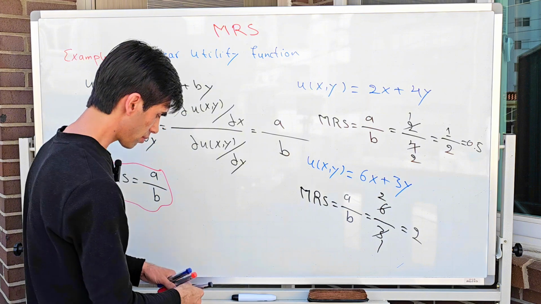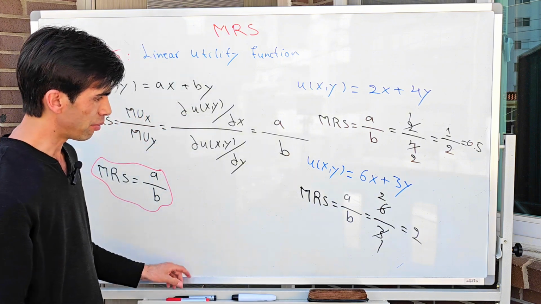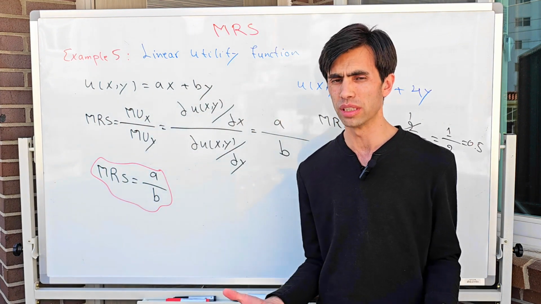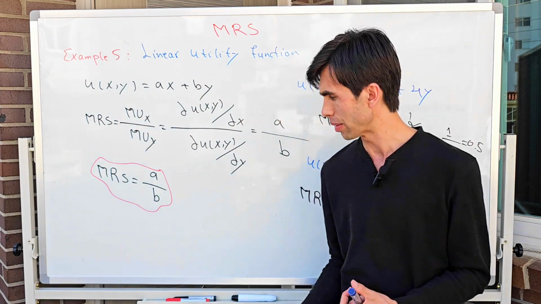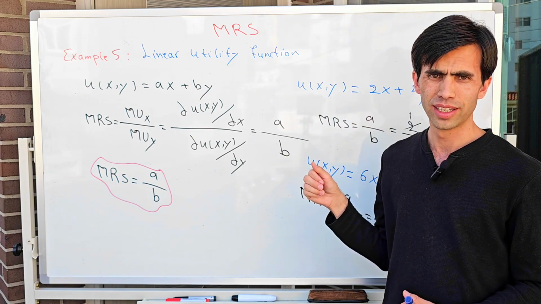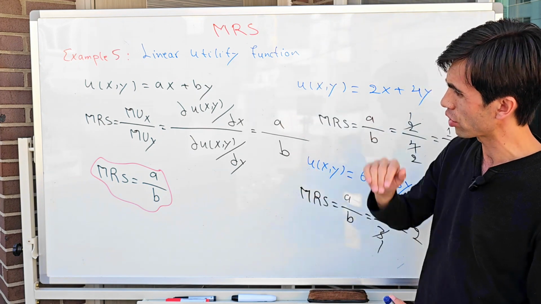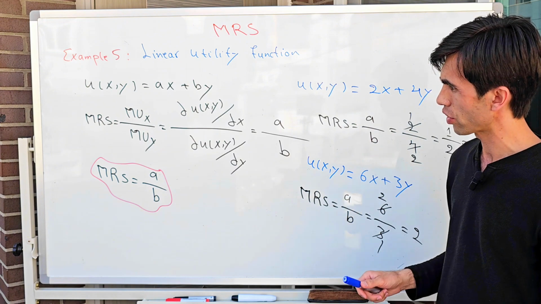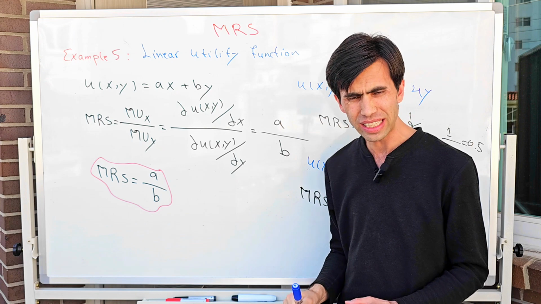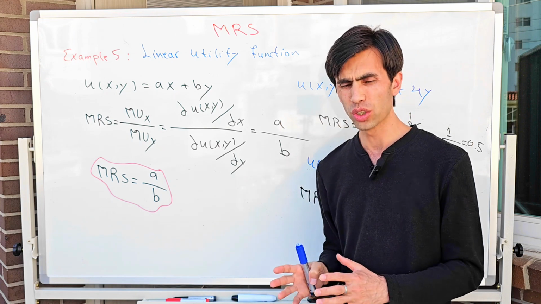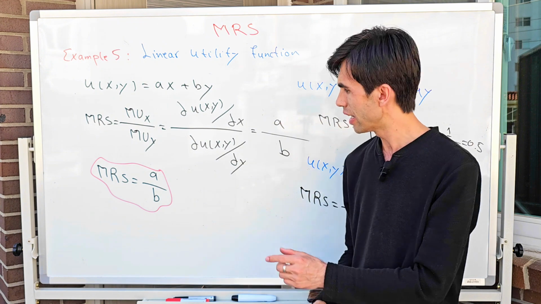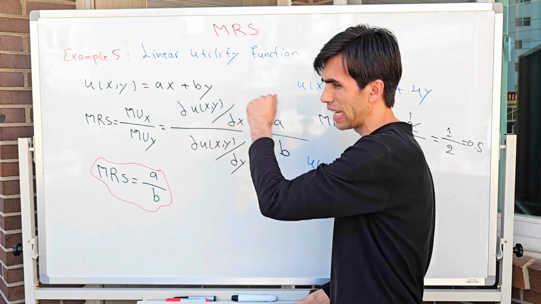So then you see that the marginal rate of substitution for a linear utility function is just a constant number, and this constant number comes from the ratio of a and b. So simply, in the case of linear utility function, our marginal rate of substitution does not depend on how many x and y goods and services we have in our consumption bundle. Rather, it just depends on the value of a and b.